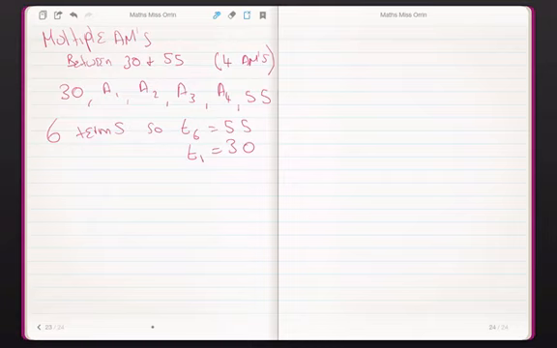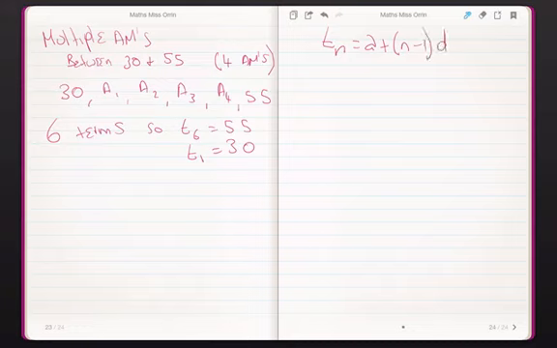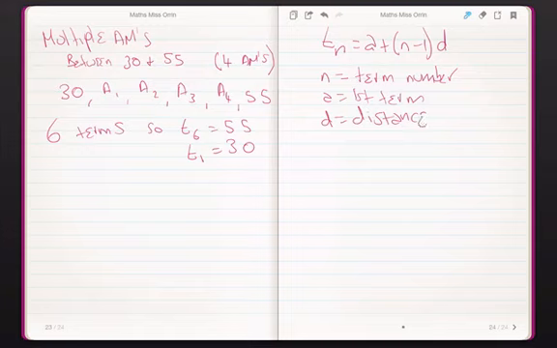We can put this into our formula to find out D, because we don't know D at the moment, do we? Remember our formula. Let's write it up on here again. It's the same formula we've always been using, right? So N is the term number or number of terms, A is the first term, and D is the distance between terms. Okay, so remember that from before. So we know all this information except for D.